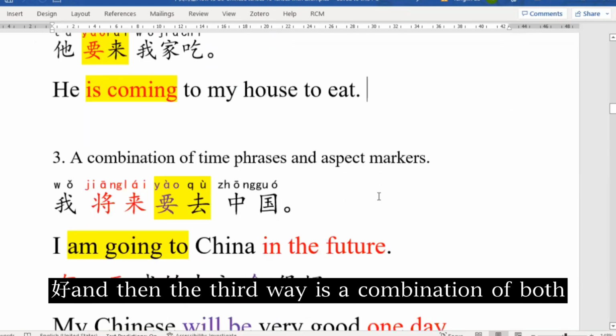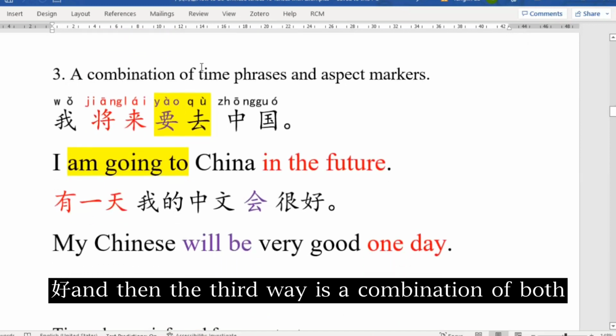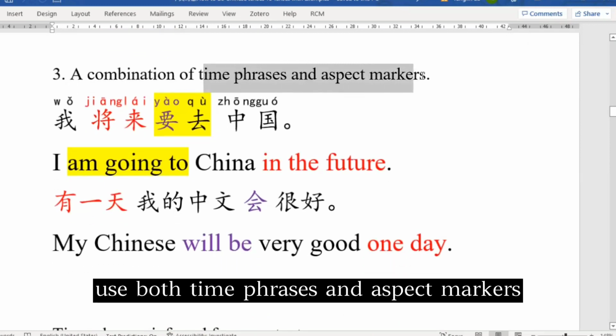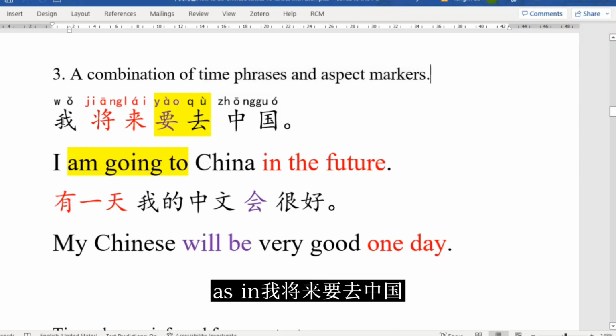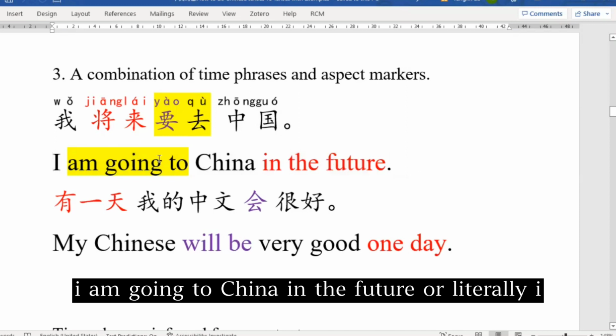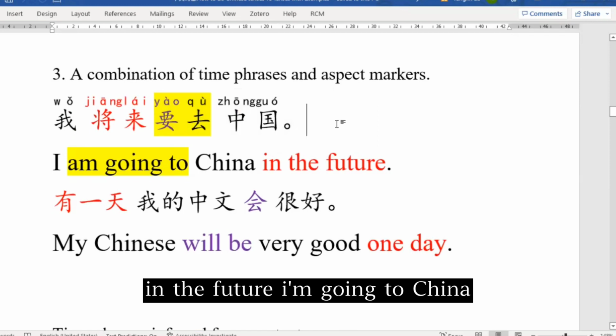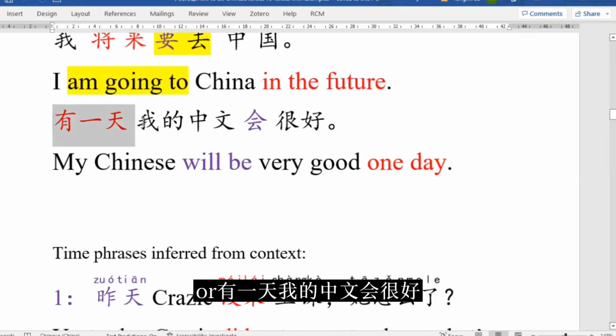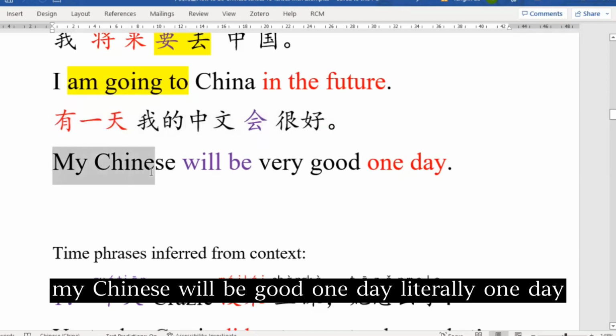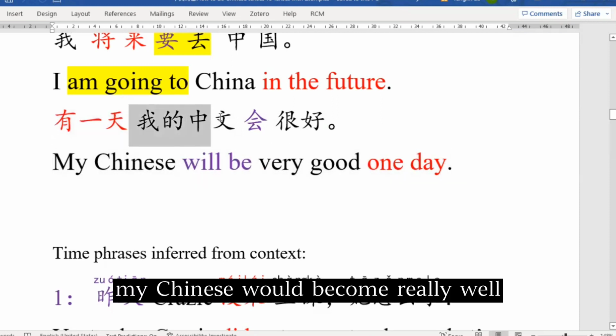好. And then the third way is a combination of both. Use both time phrases and aspect markers. As in, 我将来要去中国. I am going to China in the future. Or literally, in the future, I'm going to China. Or 有一天我的中文会很好. My Chinese will be good one day. Or literally, one day, my Chinese would become really good.